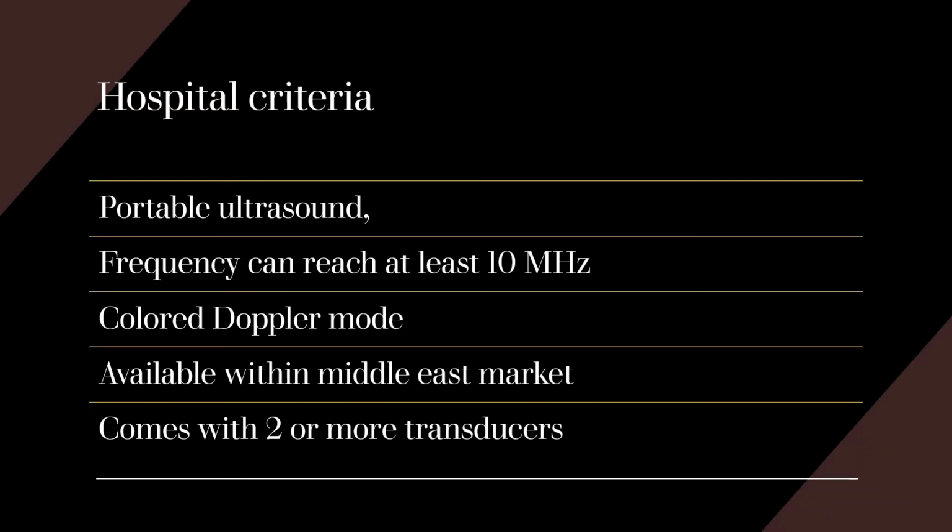For the criteria of our hospital, we need the ultrasound system device to be portable. Its frequency should be able to reach at least 10 megahertz. It should have a colored Doppler mode. It should be available within the Middle East market. Also, it needs to come with at least 2 or more transducers.